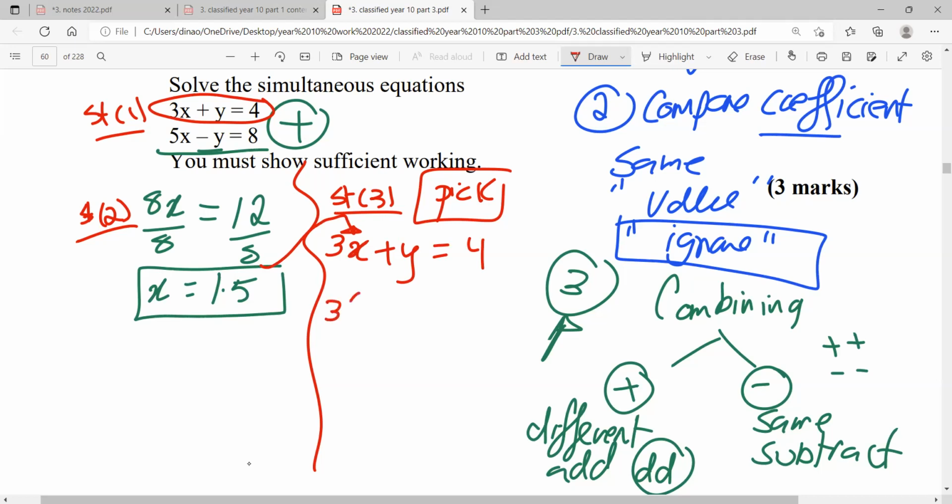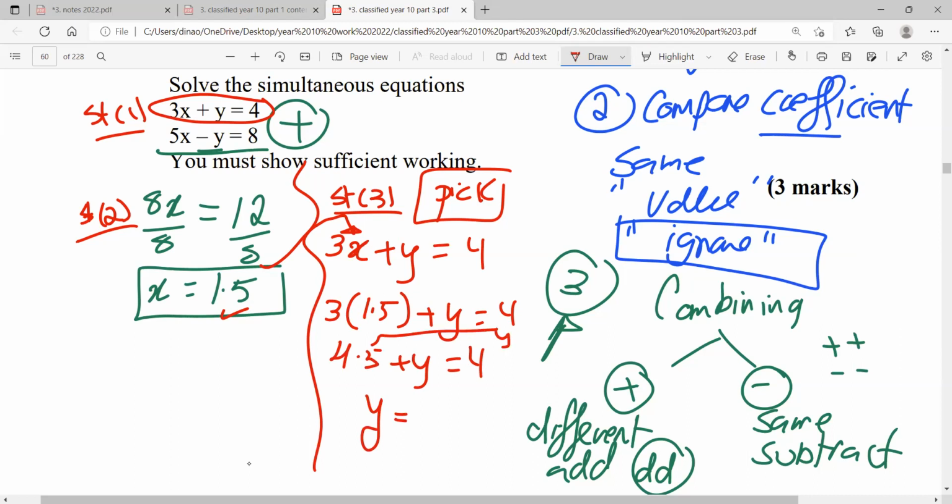Of course 3x means 3 times x, so I remove the x and put this value: 3 times 1.5 plus y equals 4. The calculator is always with us. 3 times 1.5 is 4.5, plus y equals 4. I can easily find the value of y by subtracting 4.5 from 4, so the answer is going to be negative 0.5. We found x and we found y.